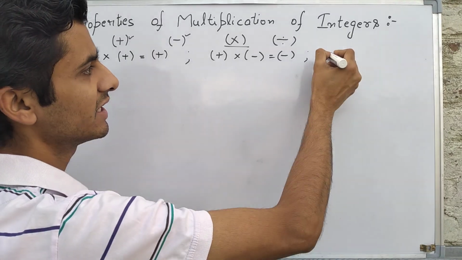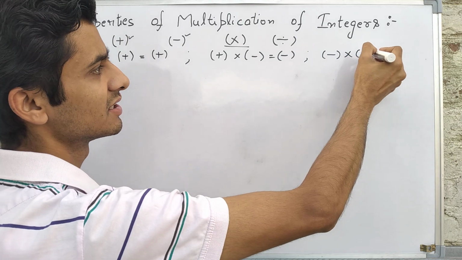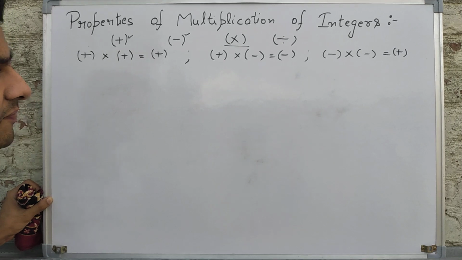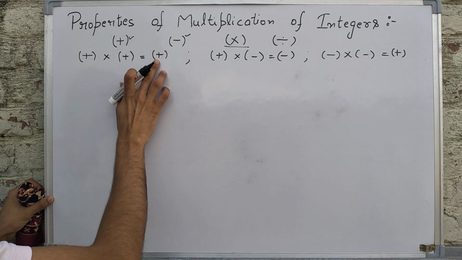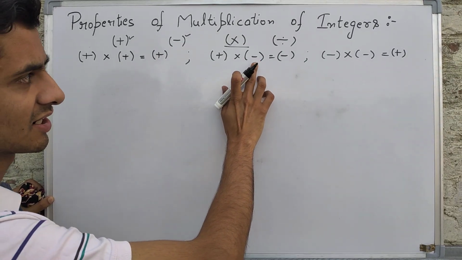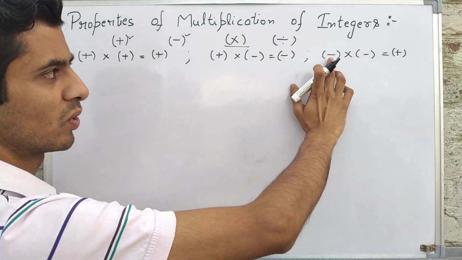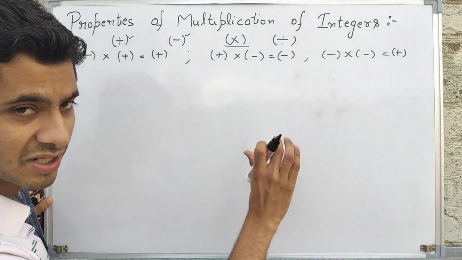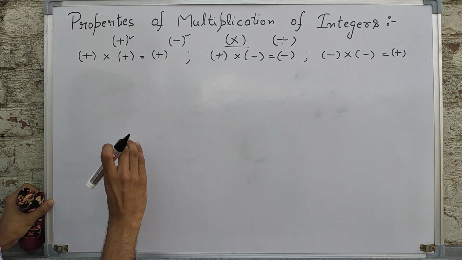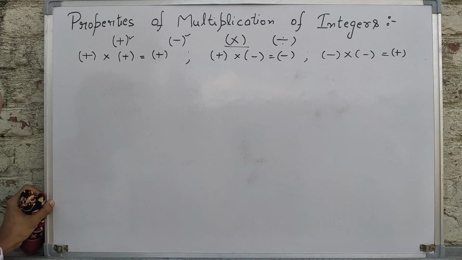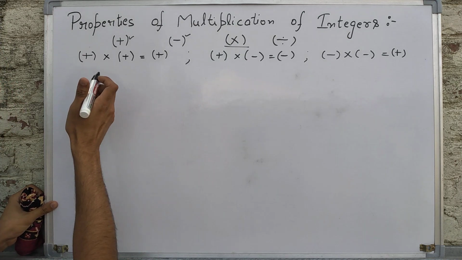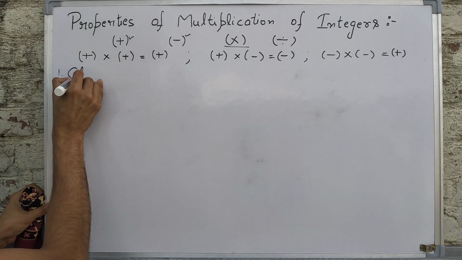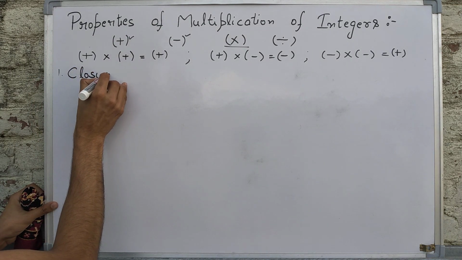And if we multiply two negative integers, the result comes out to be positive. Two positive integers, result is positive. One positive integer, another negative, result is negative. One negative integer, another negative integer, the result is positive. Multiplication of integers we have done in detail in the last tutorial. Now let us move on to its properties. First property obviously is closure property.